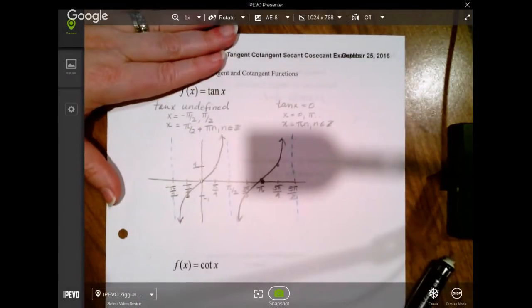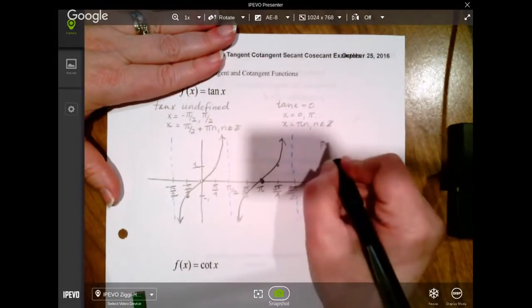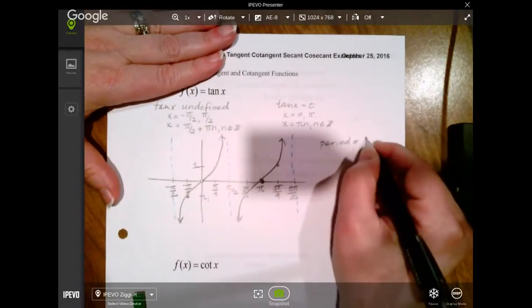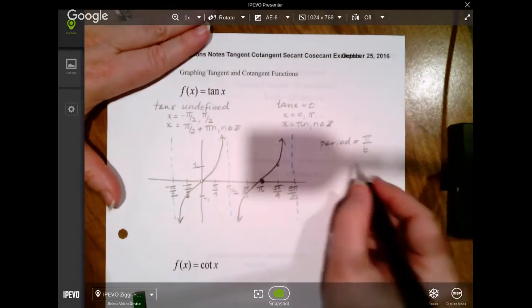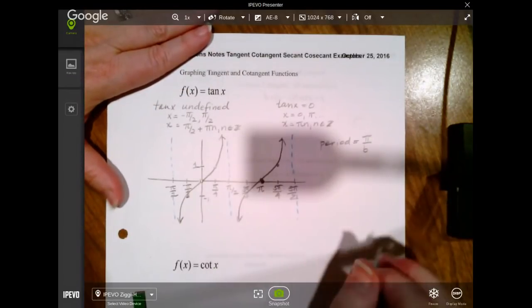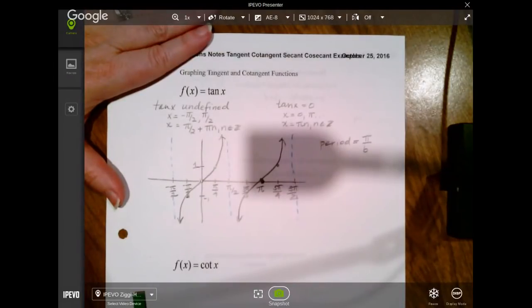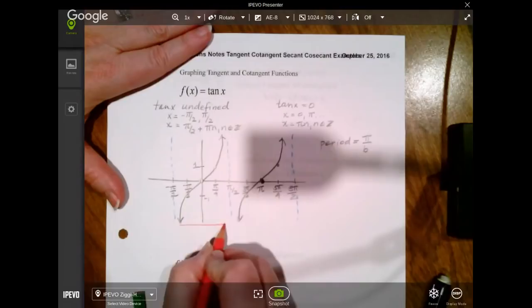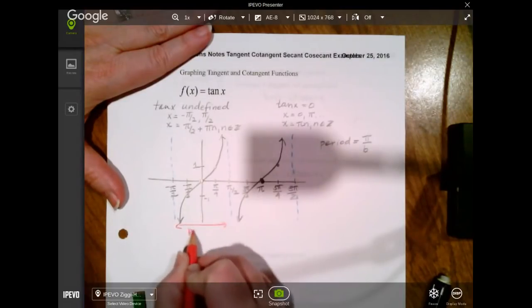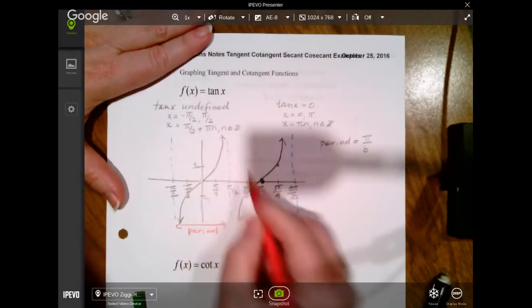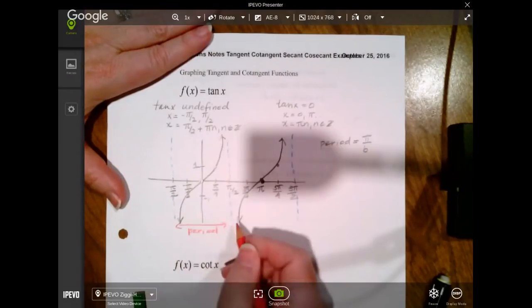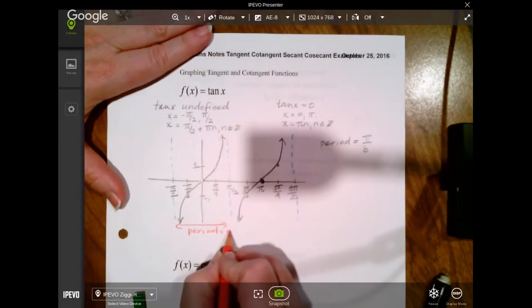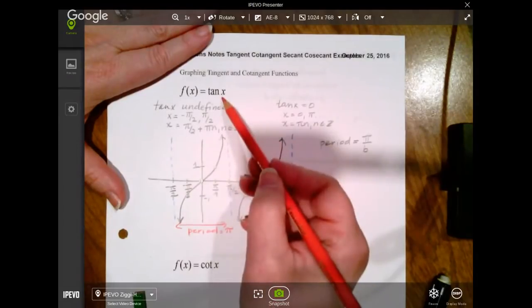Now the tangent, unlike sine and cosine, has its period defined as pi over b instead of 2 pi over b, which you're used to. Another way, and this is the way I prefer to figure out what the period is, is to note the distance between the asymptotes. The distance between the asymptotes will also be the period, because that's what it takes to complete one full cycle. The period here is going to be the distance between pi over 2 and negative pi over 2, which turns out to be pi, because the b in our equation for tangent is 1.